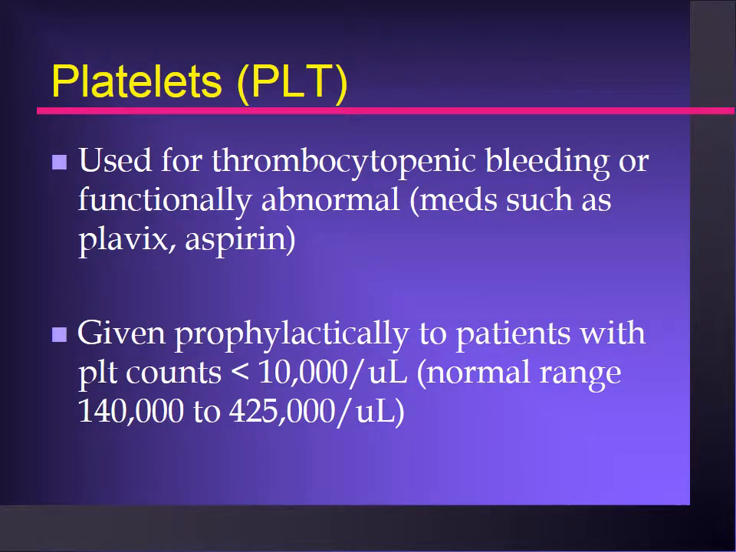Platelets are used for thrombocytopenic bleeding or functionally abnormal platelets. Functionally abnormal platelets may be caused from meds like Plavix or aspirin. Platelets are given prophylactically to patients with platelet counts less than 10,000. Normal range is 140 to 425,000 per microliter.